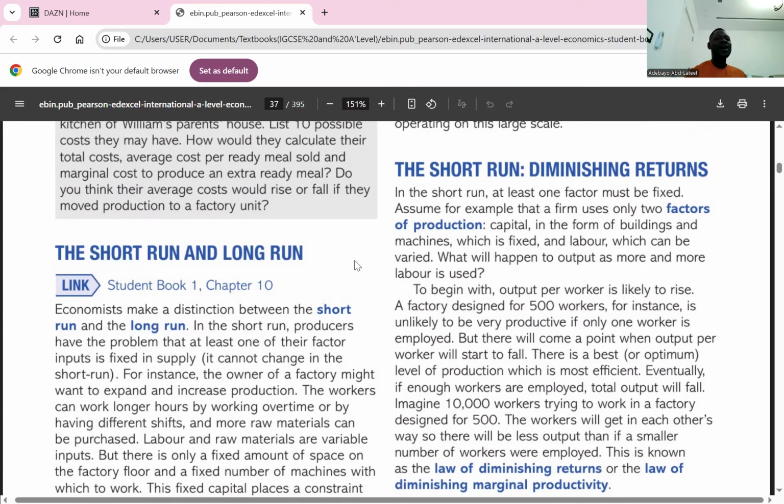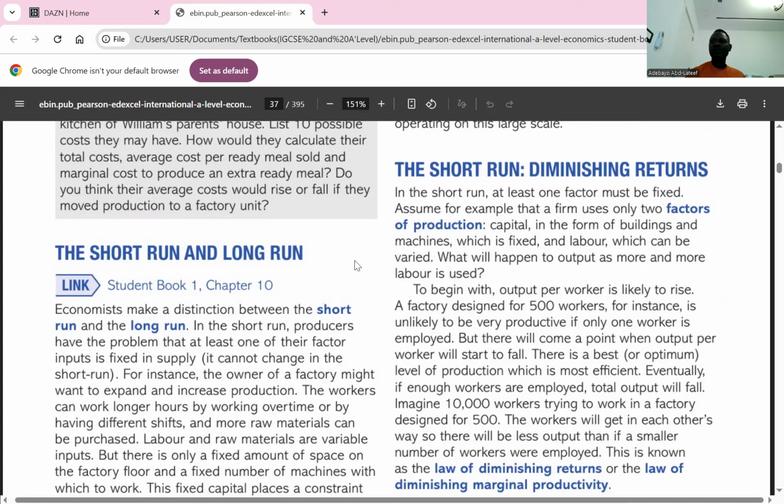In the long run, we have returns to scale. Get the difference between the short run and the long run. In the short run, we have what? Diminishing returns. In the long run, we have returns to scale. So what is the difference between these two things? Why do we have diminishing returns in the short run? We have diminishing returns in the short run because there's always going to be a fixed factor input.